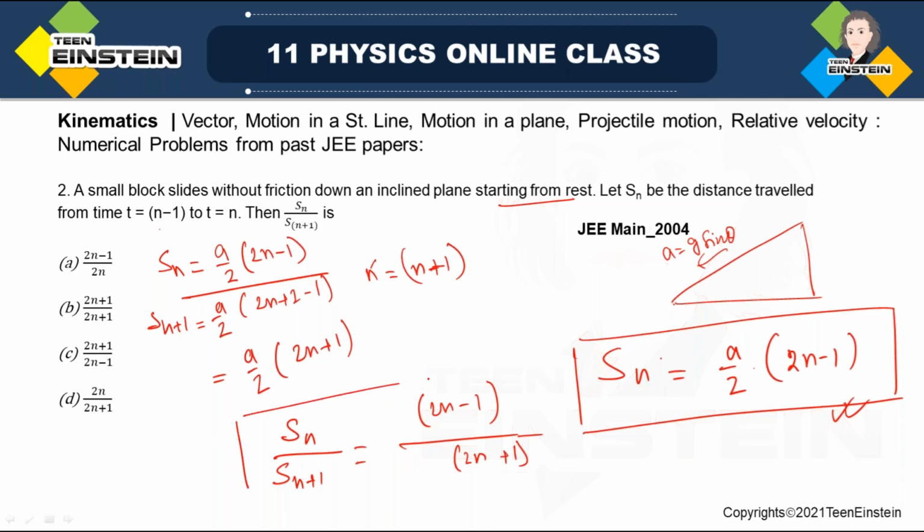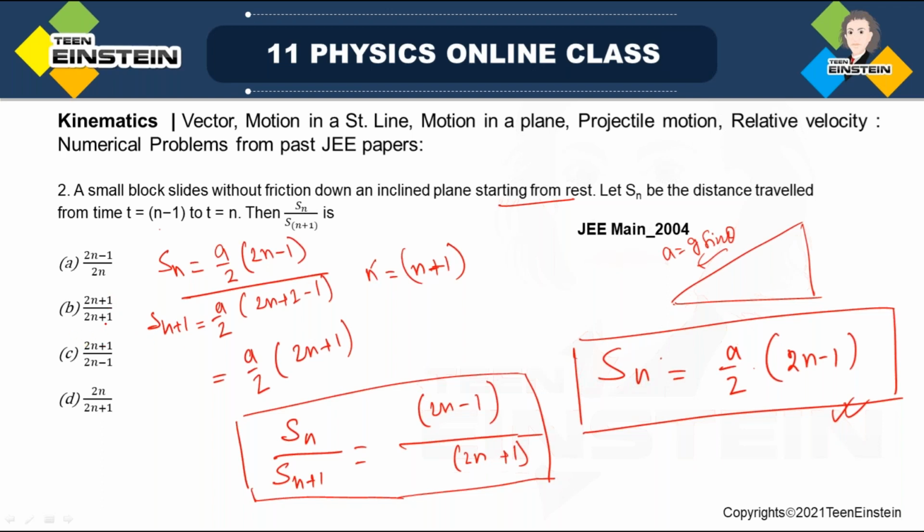So this is very simple. If you remember the formula, then you will be able to do it within 5 to 10 seconds. Okay, so you can do that so easily, or maybe half a minute you can spend for solving this problem. So look, what is the answer here? 2n minus 1 divided by 2n plus 1.